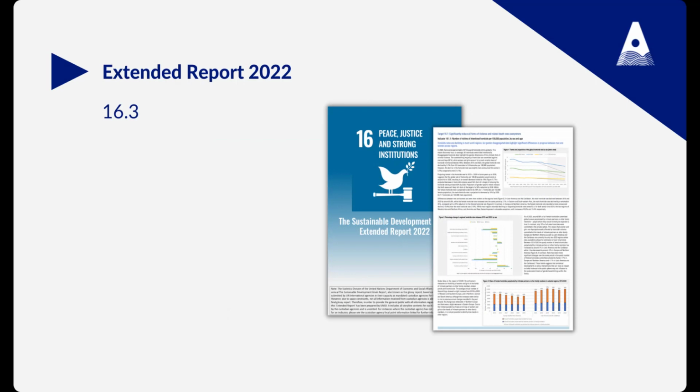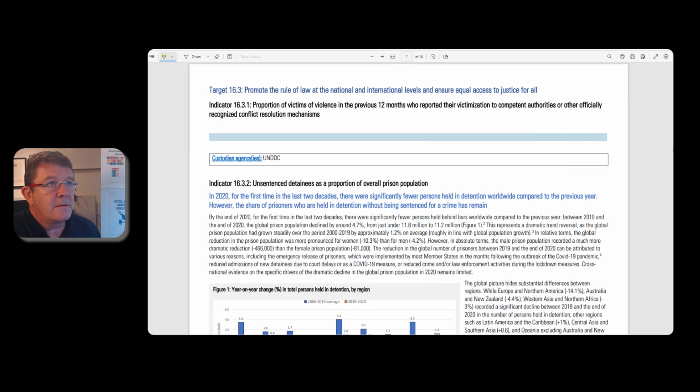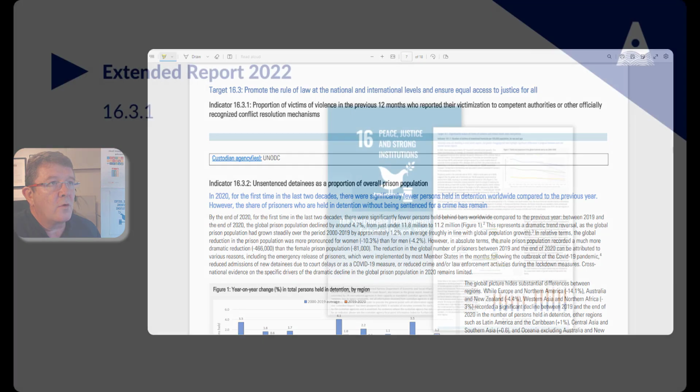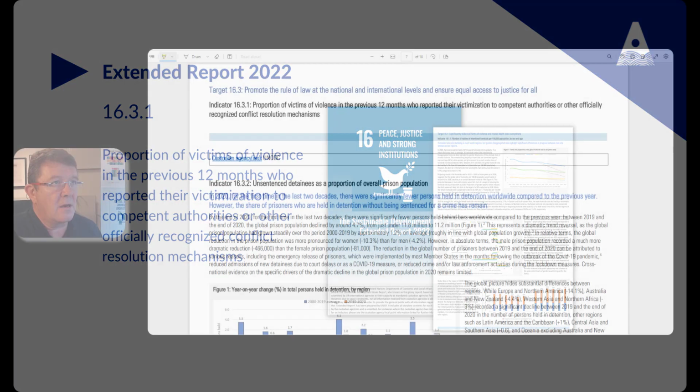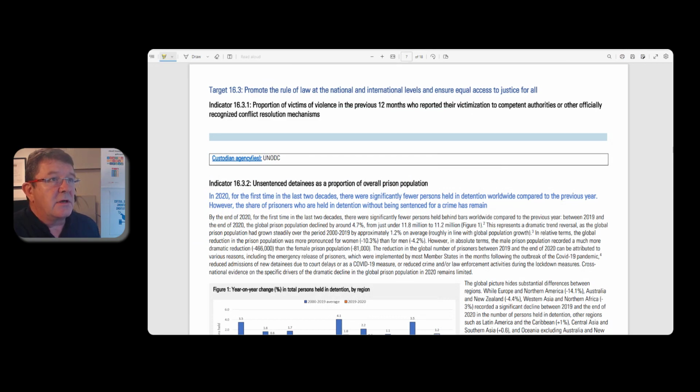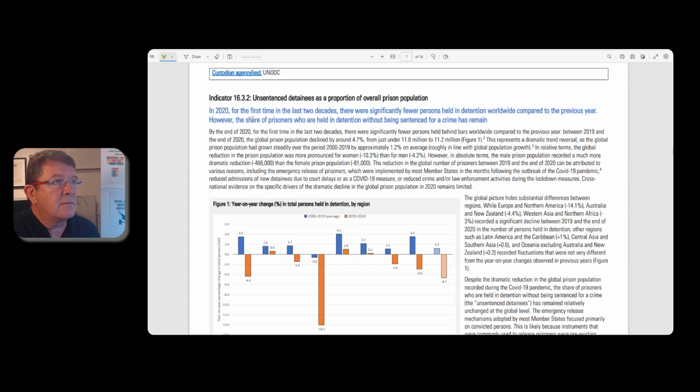Target 16.3, promote the rule of law at national and international levels and ensure equal access to justice for all. Indicators here, 16.3.1, proportion of victims of violence in the previous 12 months who reported their victimization to competent authorities or other officially recognized conflict resolution mechanisms. Again, no statistics being given there, but they do give some statistics for the next indicator, which is unsentenced detainees as a proportion of overall prison population. I think that's a particularly telling and meaningful indicator.